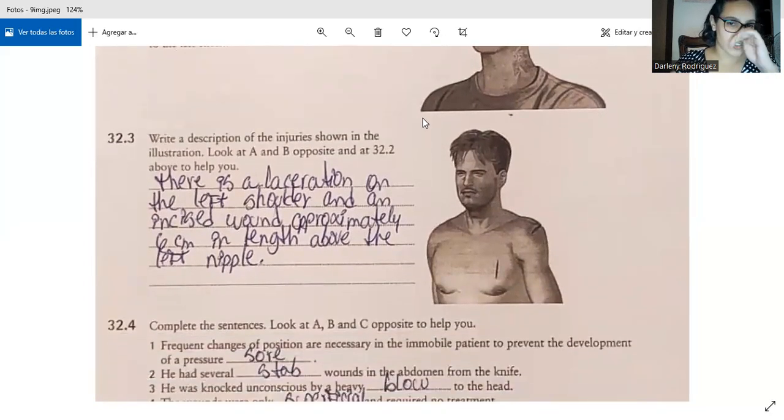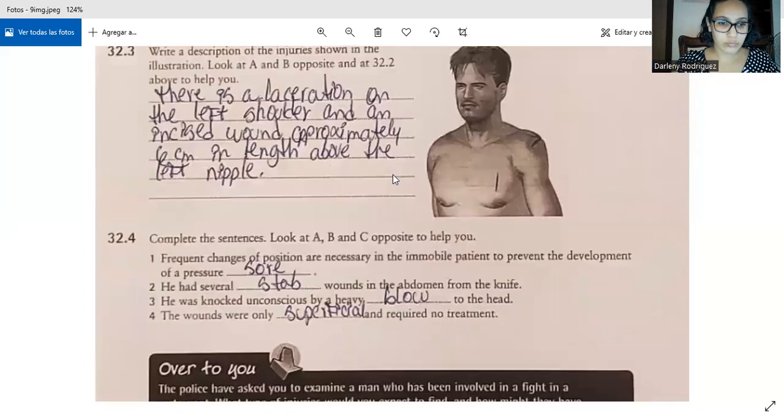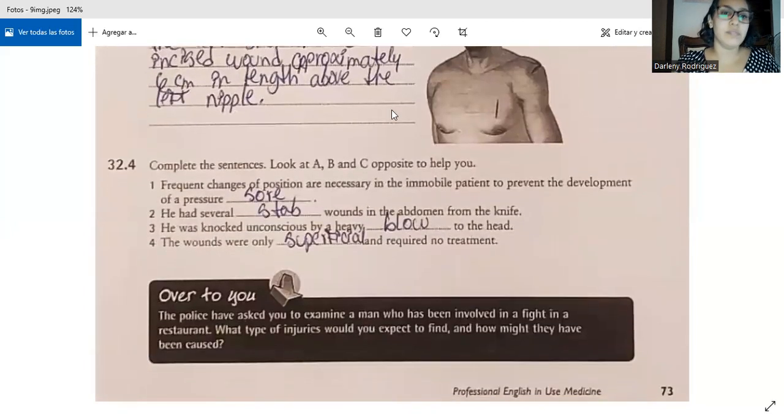Write a description of the injuries shown in the illustration. There is a laceration on the left shoulder and an incised wound approximately 6 centimeters in length above the left nipple. Point 4. Complete the sentences. Look at A, B, and C opposite to help you.